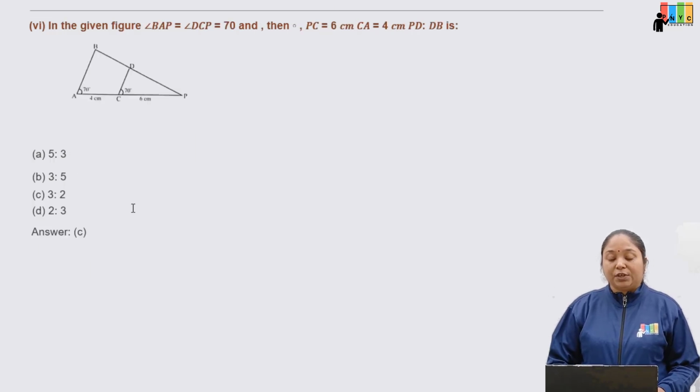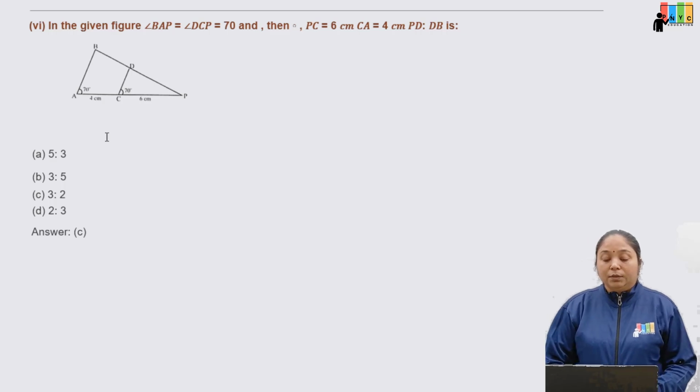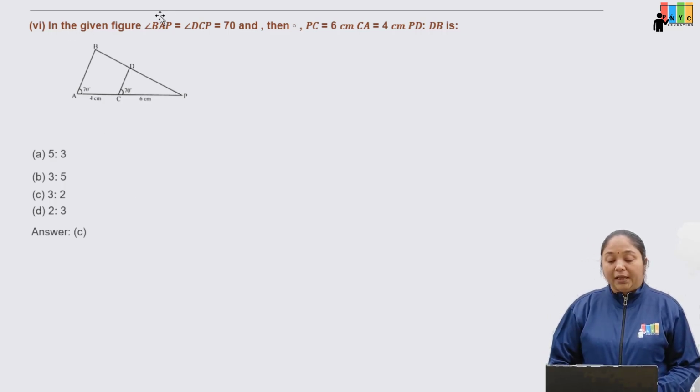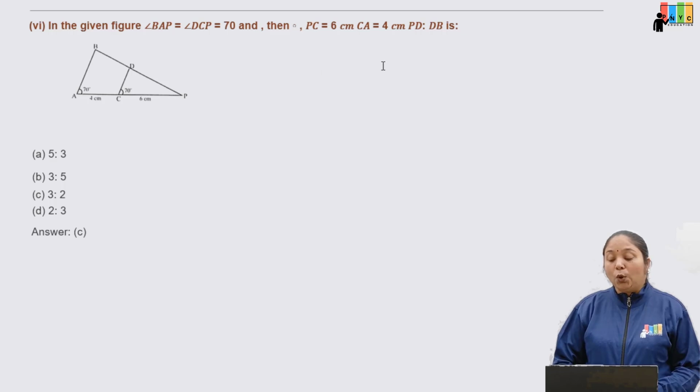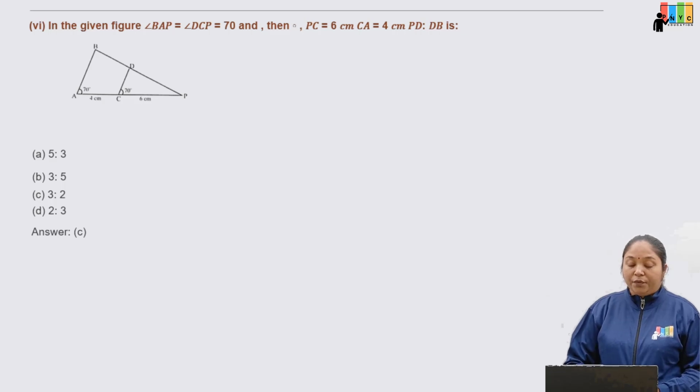Now sixth question. In the given figure, angle BAP is equal to angle DCP. Angle A and angle C are both given as 70 degrees, and PC length is 6 centimeter and CA length is 4 centimeter. We need to find out the ratio PD is to DB.